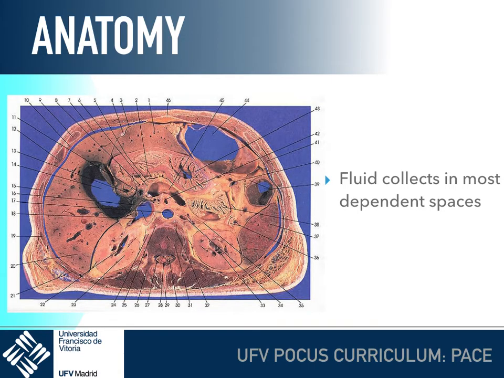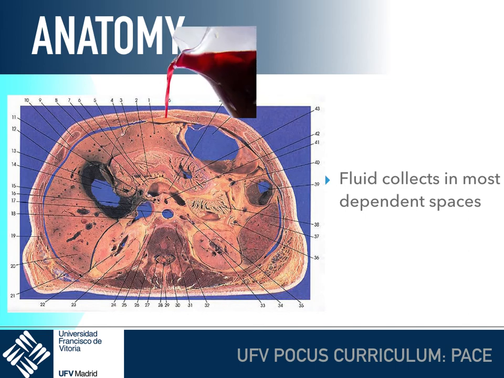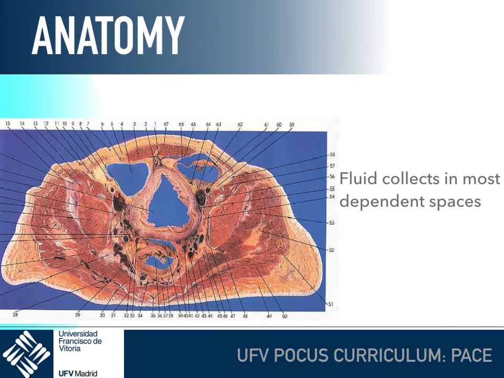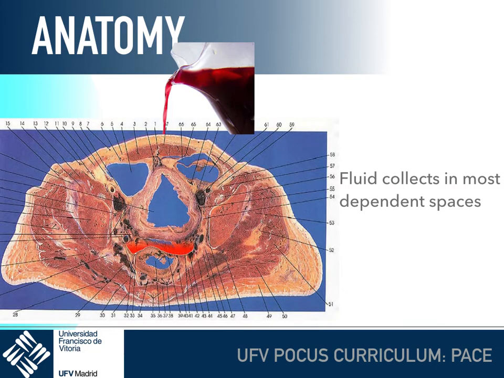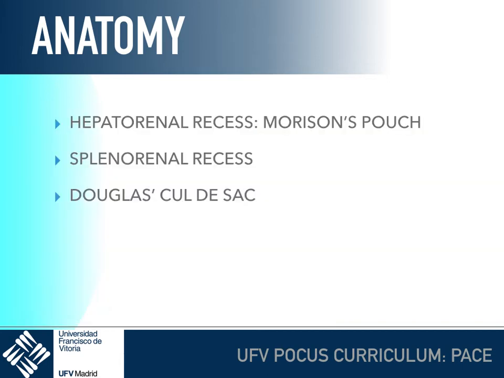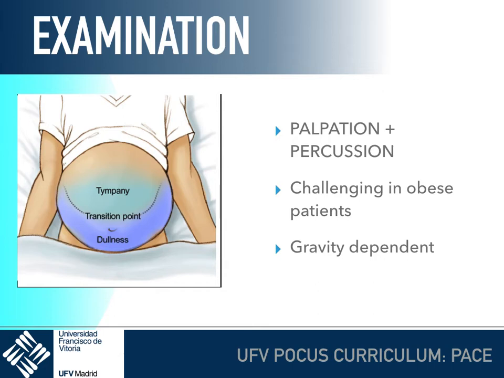Ascites is supposed to collect in the most dependent spaces. When we are evaluating a patient in a supine position, in this case, the fluid should be in these 2 points plus this 3rd point, which are the most dependent places of the peritoneum: the hepatorenal recess, which is Morison's pouch as well, the splenorenal recess, and the Douglas cul-de-sac.